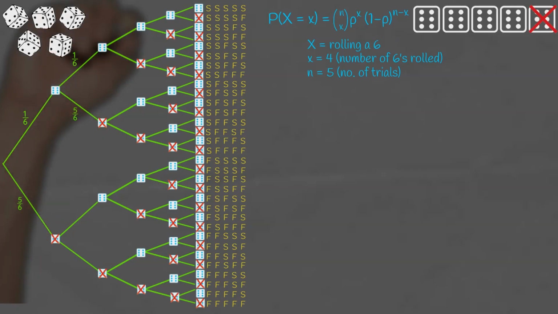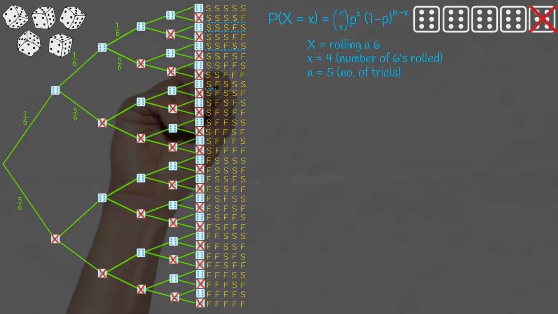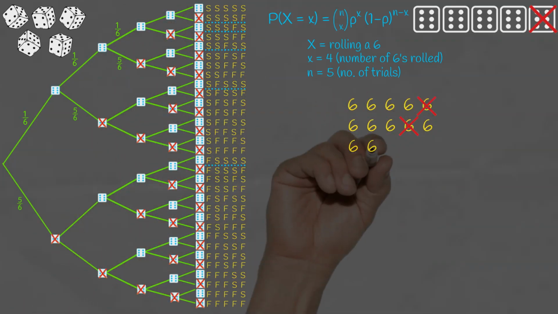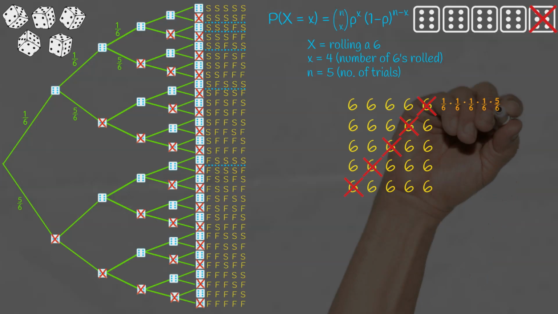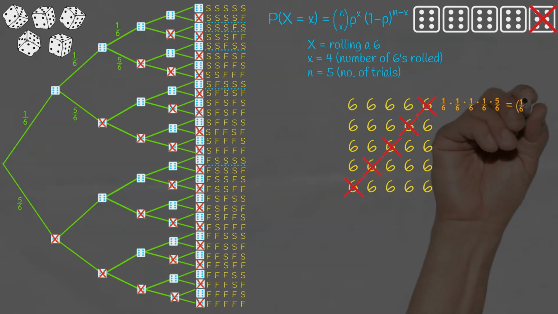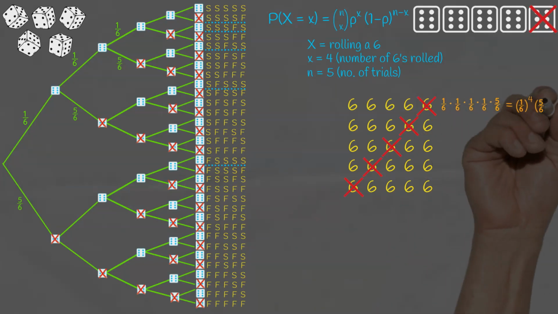Now we are looking for 4 successes or 4 sixes, which are here underlined, and I'm going to write them here a bit more clearly. Now if we look at the top line to start with, we know there is a 1/6 possibility of throwing a 6, and we have 4 of them. And then for the last throw, there's a 5 in 6 possibility of getting a number that is not a 6. Now we could also write this as 1/6 to the power 4 times by 5/6 to the power 1.